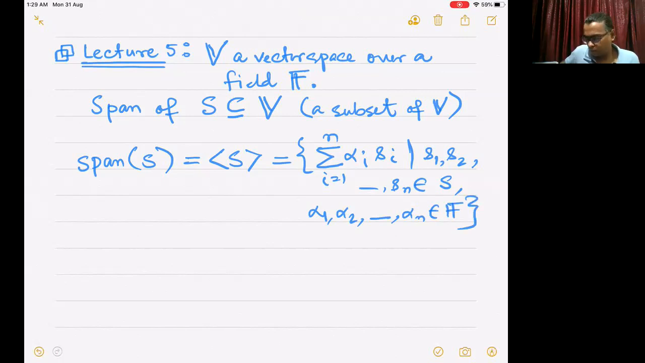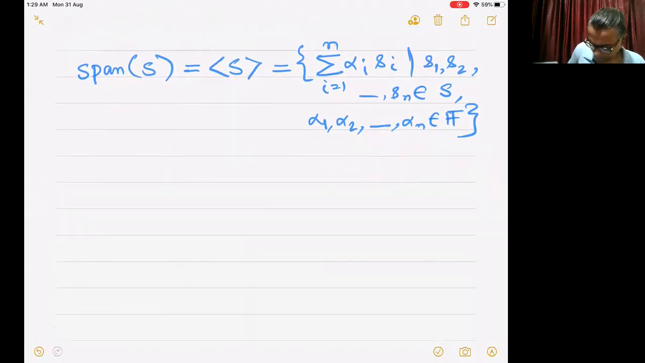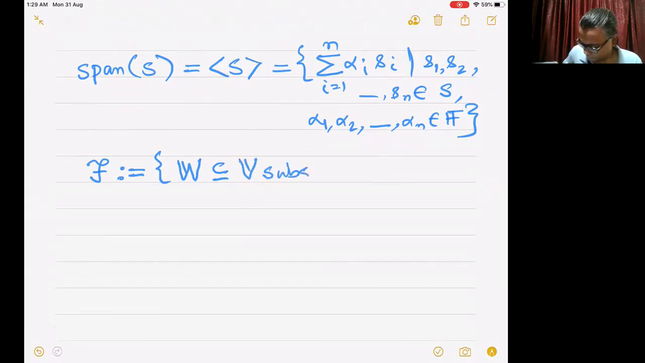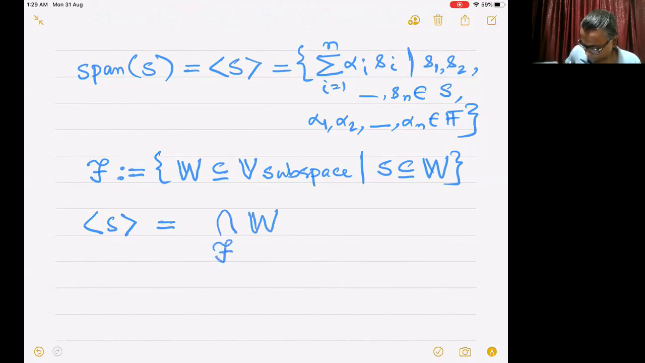Okay, right. So this is the span, and we found out there was a theorem which said: consider the family F, which happens to be the collection of all W's which are subspaces of V, such that S is a subset of W. Then span of S is in fact equal to the intersection of all the W's over the family F. So look at all possible subspaces that contain the set S as a subset, and then the intersection of them will be equal to the span.